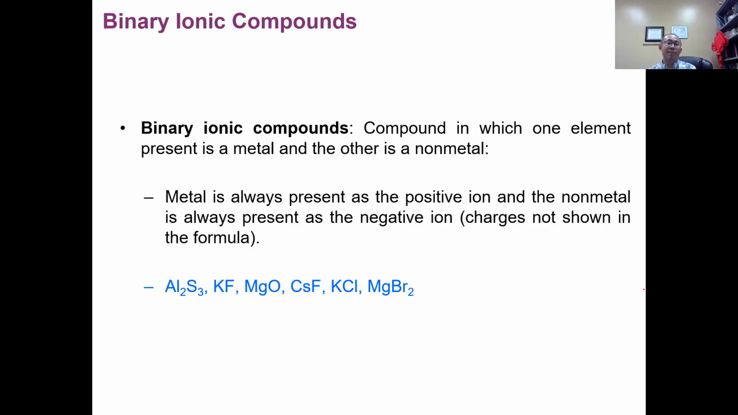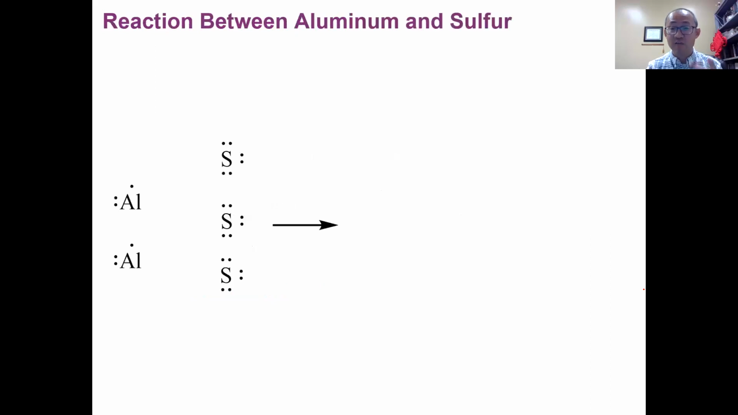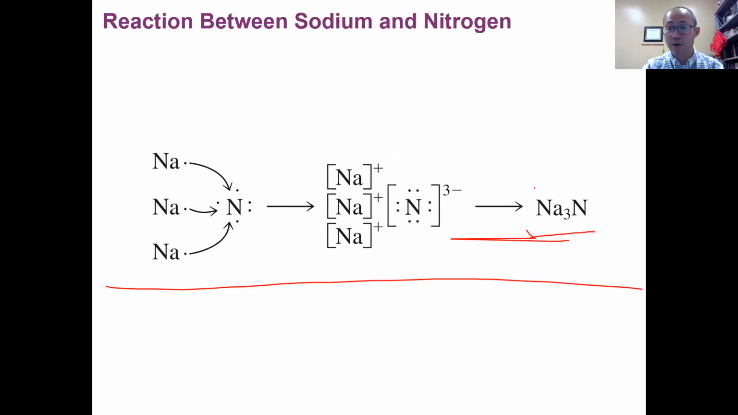Now, all these compounds we have seen and drawn the formations for, you notice that they contain 2 types of atoms. One is a metal, another one is a non-metal. Metal, of course, is the one with positive charge. Non-metal is the one with the negative charge. Of course, in the final formula, you can see that the charge is not shown. We show the charge here, but we don't show the charge in the formula.